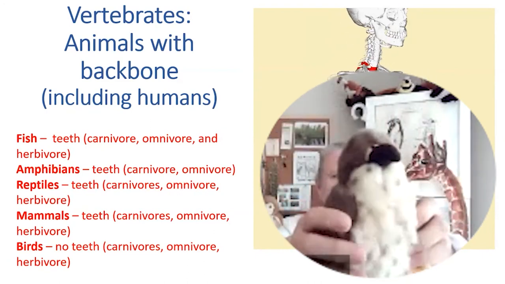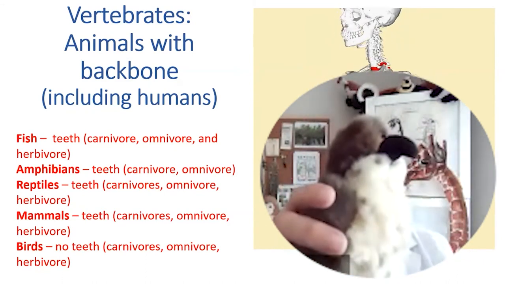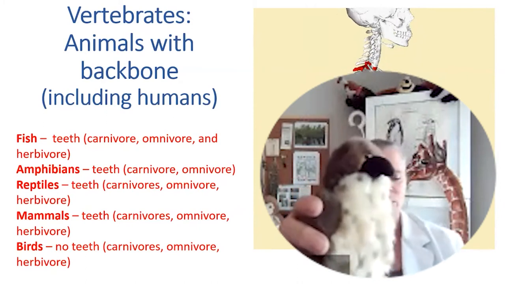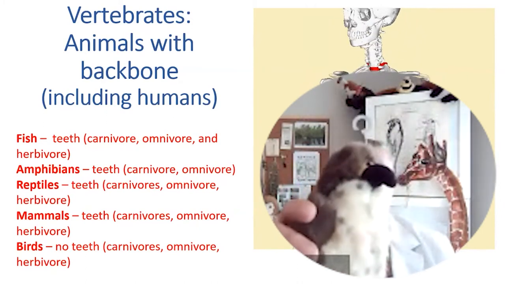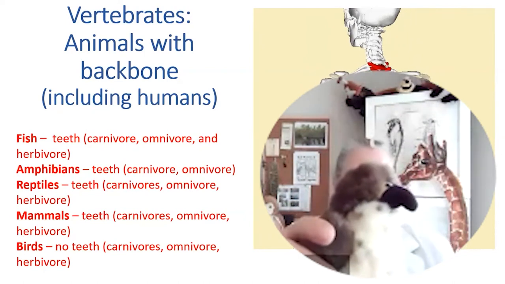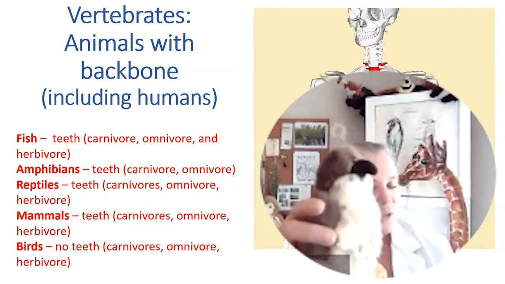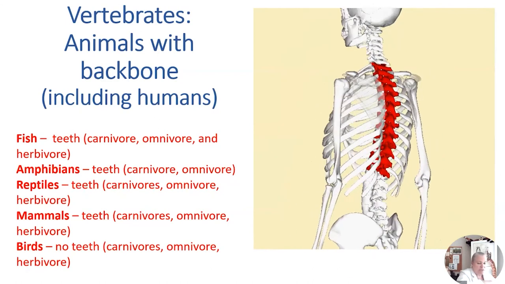Okay, a red-tailed hawk again is tricky. What type of animal is this? You guys have any idea? Is it a fish? Is it an amphibian? Is it a reptile? Is it a mammal? Is it a bird? It's a bird. So this one again doesn't have any teeth. It just has a sharp beak.